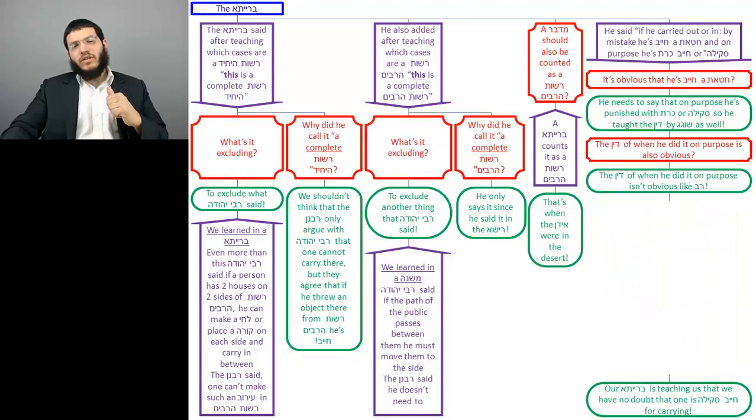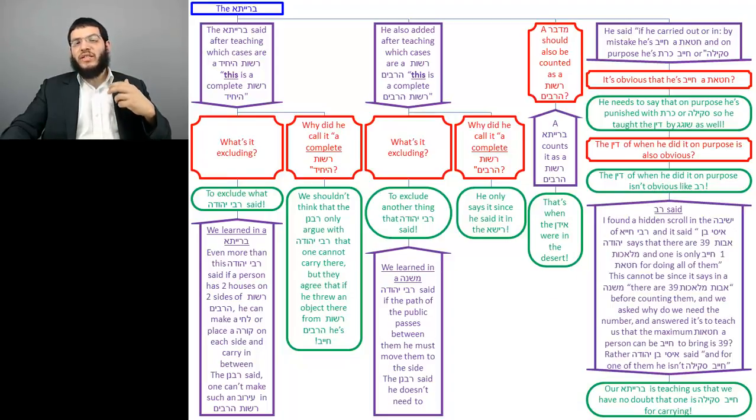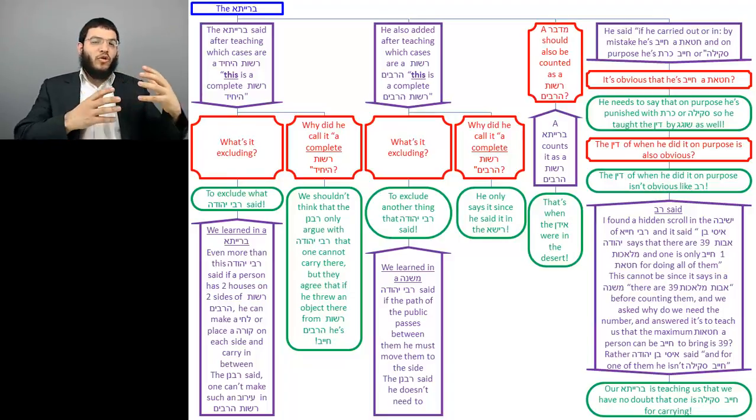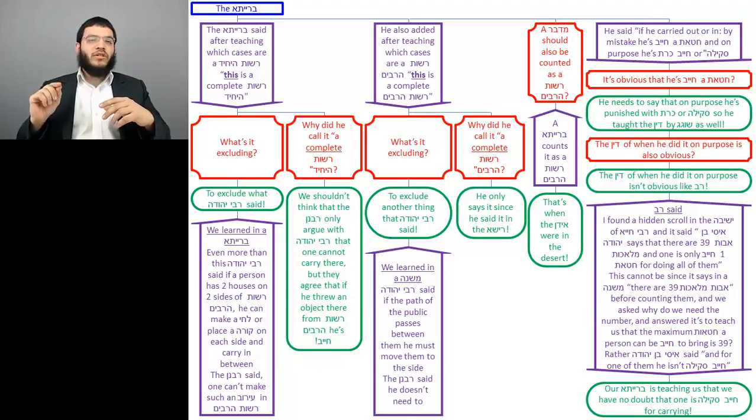The next Tosfos is on the part of the Gemara where we presented the teaching of Isi ben Yehuda. Originally, we presented the teaching of Isi ben Yehuda that there are 39 avos melachos, and a person, if he did all 39, is only chayav for one thing. The Gemara then asked a question on this and concluded that the teaching of Isi ben Yehuda is that there are 39 avos melachos, and a person is chayav for all of them except for one.